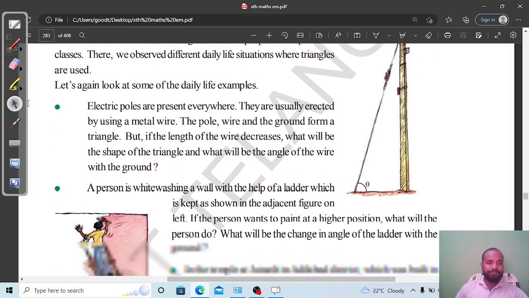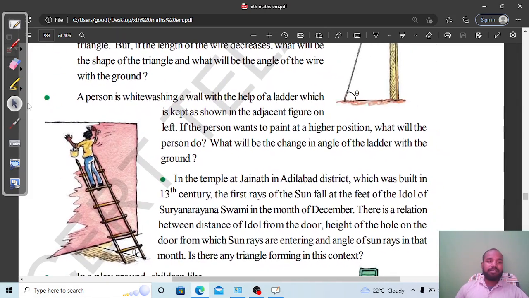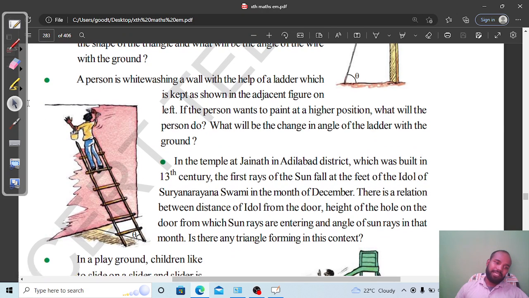So see now. Here a person is whitewashing a wall with the help of a ladder. See how he placed the ladder. The wall is at 90 degrees, making a 90 degree angle with the ground, whereas this ladder is making an elevation, right? So here this is theta. Yes, this is the angle made by the ladder here.